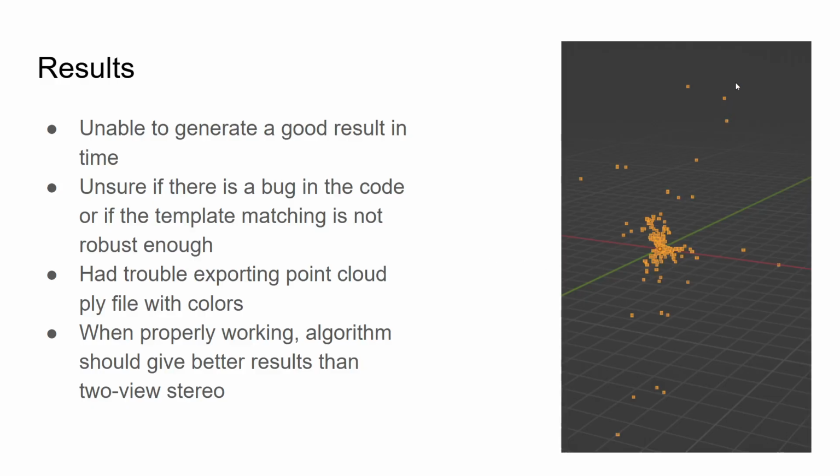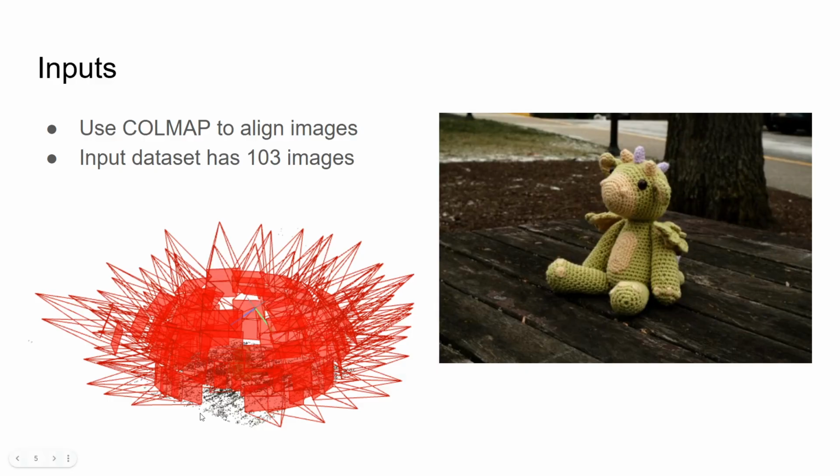Also, for the final point cloud I exported, I'm not sure why it's not showing the colors here, but it does assign colors in the code. In theory, this algorithm should give a better result than two-view stereo because it's not just two images, it uses lots of different pairs of images to estimate the depth.